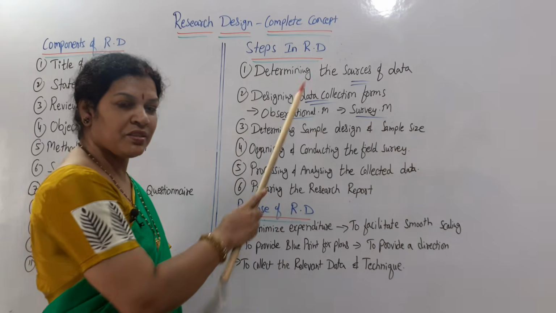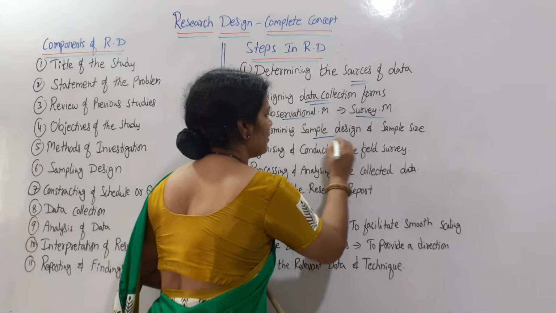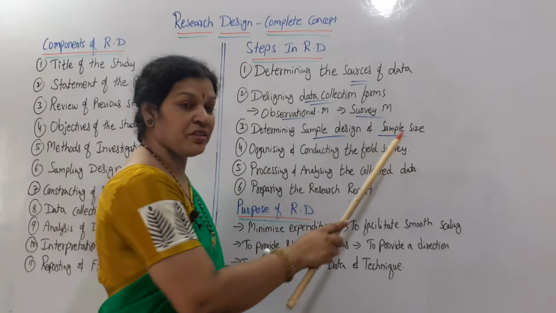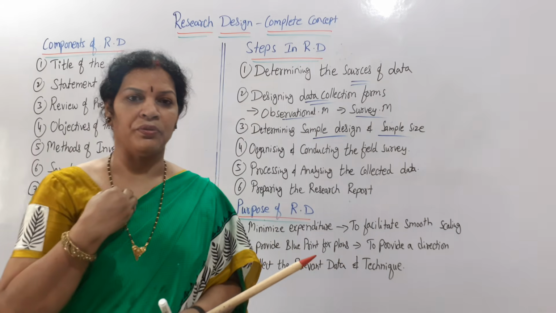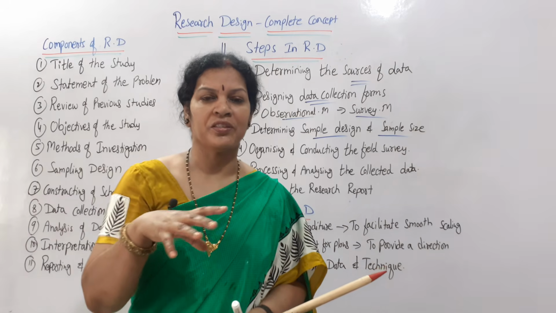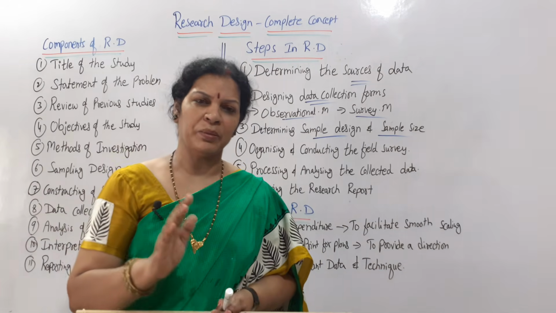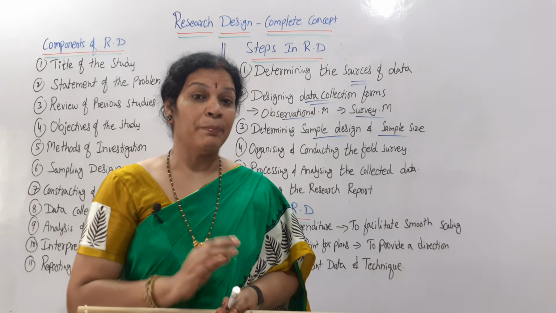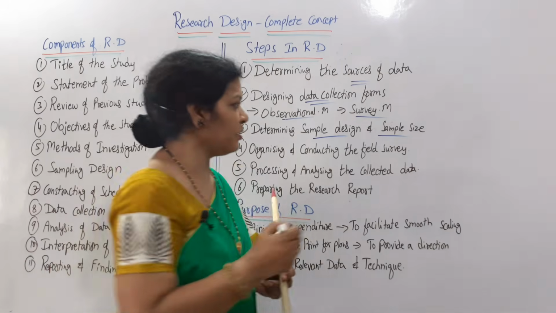And the third step is determining sample design and sample size. What is the sample design, sample size? As I told you just now, my sample size is 550. Generally if the research is a small one, a project or something, 100, 150, 200 samples they will take. Sometimes below 100 also people will take. So that is sample size. Sample design also. Sample design in the sense, size I have decided, say 550.